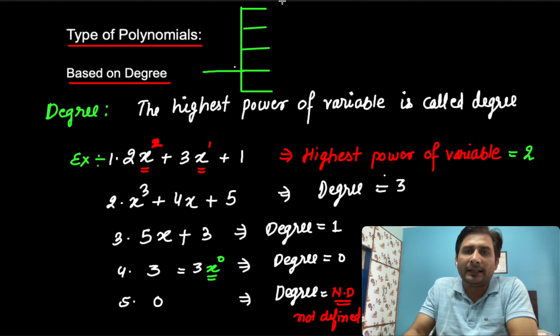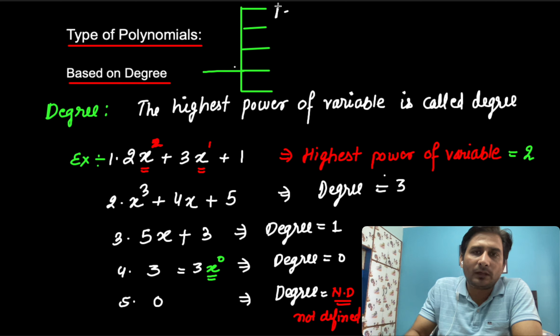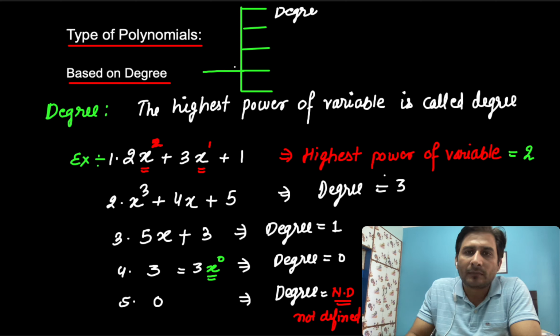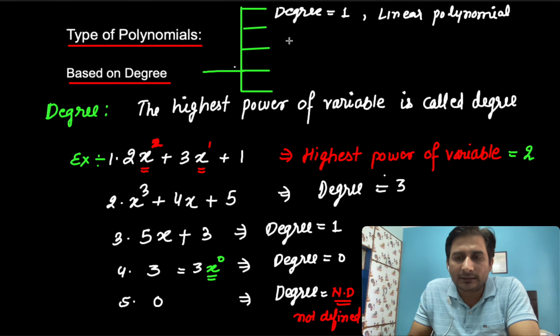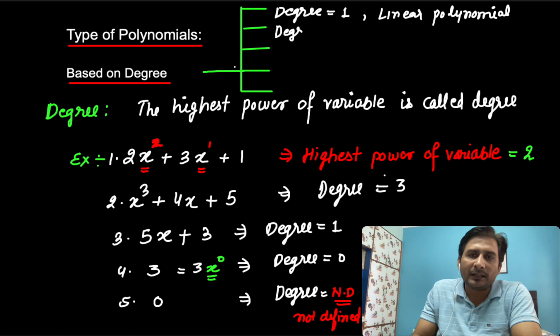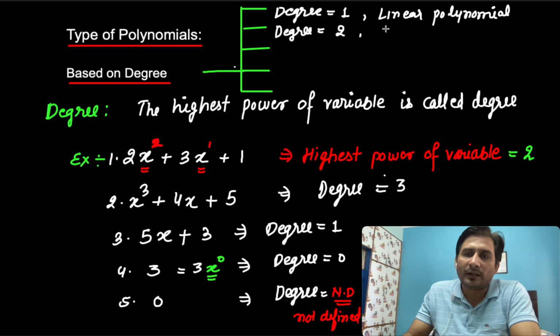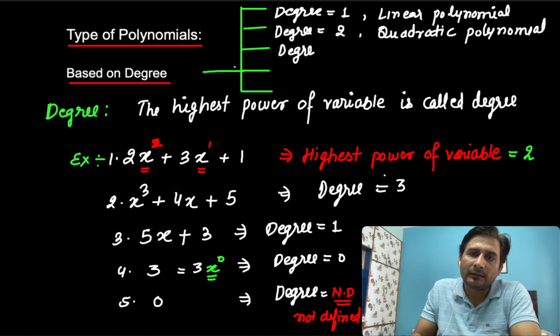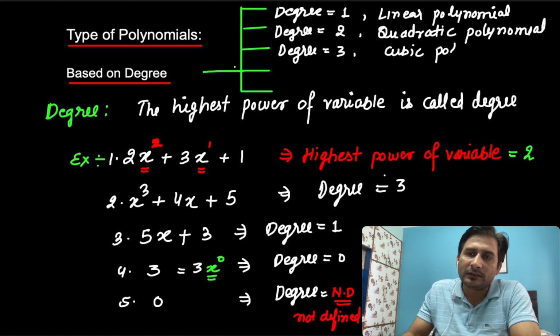If the degree is equal to 1, that polynomial is called a linear polynomial, right? If the degree of the polynomial is 2, it is called a quadratic polynomial. Very good. If degree is 3, then it is called a cubic polynomial. Good, cubic polynomial.